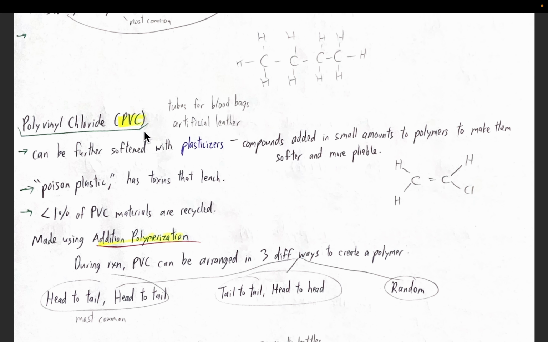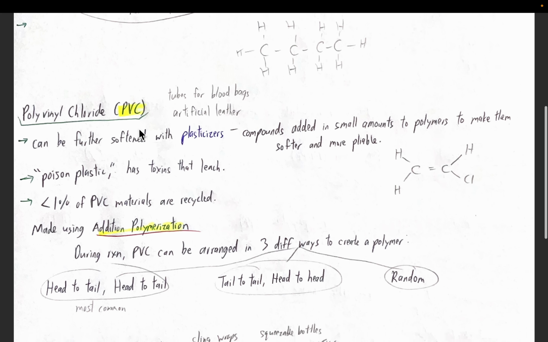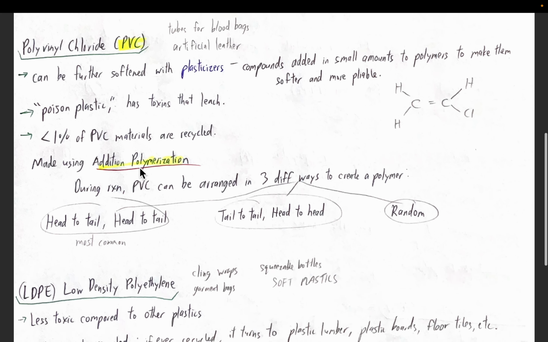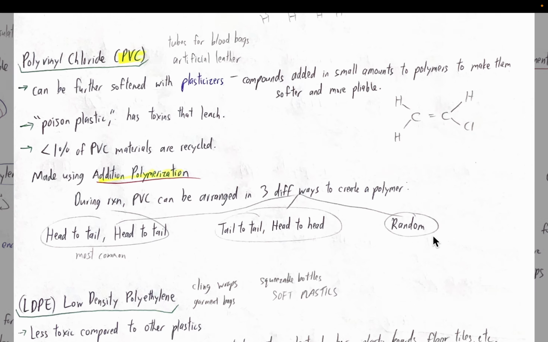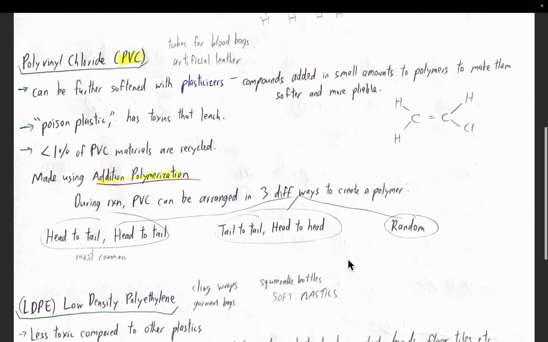So PVC is one of those polymers that are made using addition polymerization. During the reaction, PVC can be arranged in three different ways to create a polymer. So we have head to tail, which is the most common, by the way. We have tail to tail, head to head, and random. And okay, that's it for PVC.